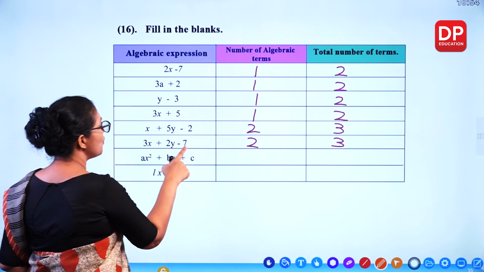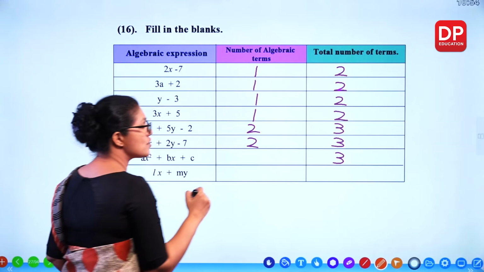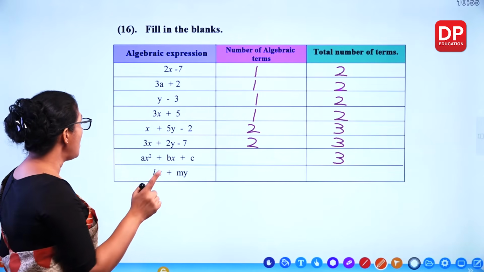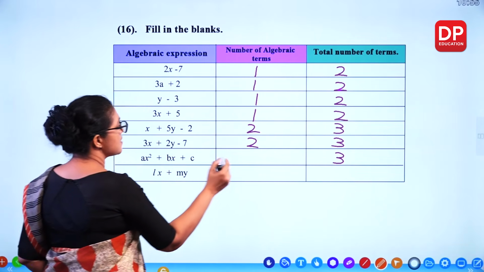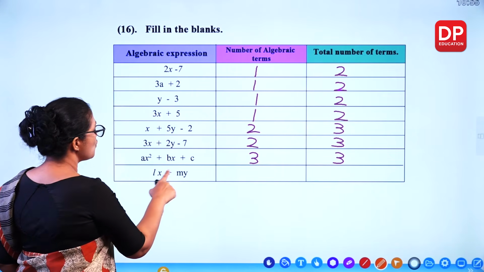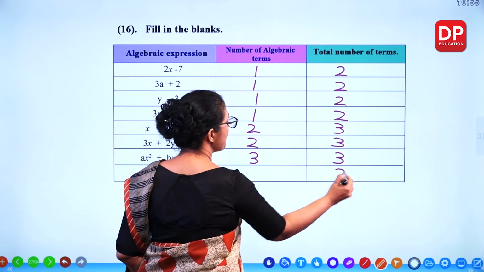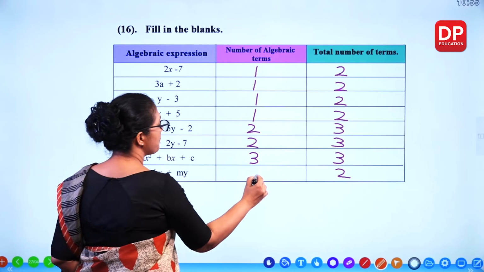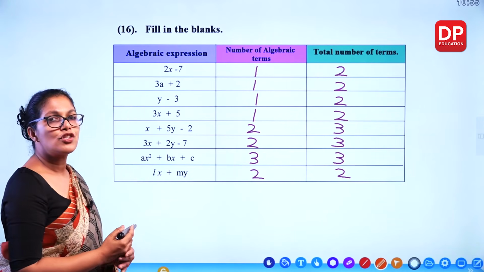Here 1, 2, 3 terms are there. All 3 are unknowns with letters. So 3 algebraic terms. 2 terms are there and both are algebraic terms.